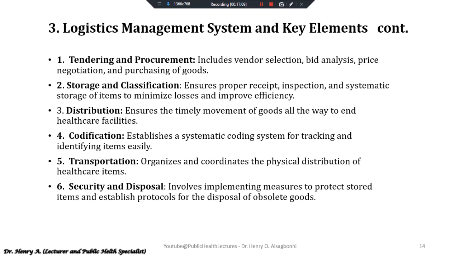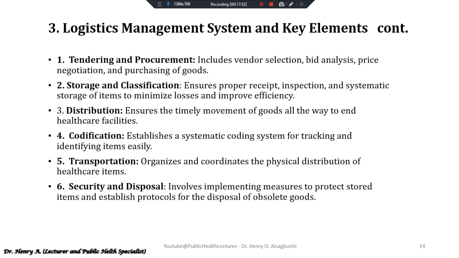The other part is distribution. Remember, we are looking at the key elements now under the logistic management system. The other part, number 3, is distribution. This is the process of moving items to the points of use. Distribution must be timely and organized to avoid delays that can affect healthcare delivery. So, you don't joke with your distribution. You must ensure that it is timely and proper organization has been put into it so that delay does not happen at all.